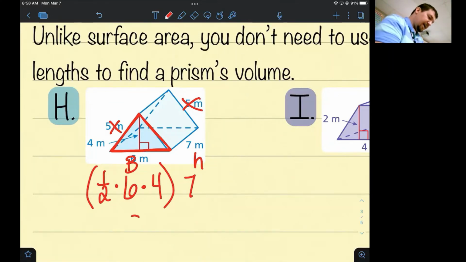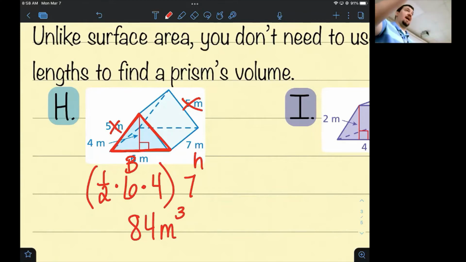84 meters cubed. Remember, for surface area, I'd have to find areas and add them together. There's really no adding that I have to do when I'm finding volumes. So on your work paper for tonight's homework, if you just want to write down 1/2 times 6 times 4 times 7 and just put your answer, that's okay.